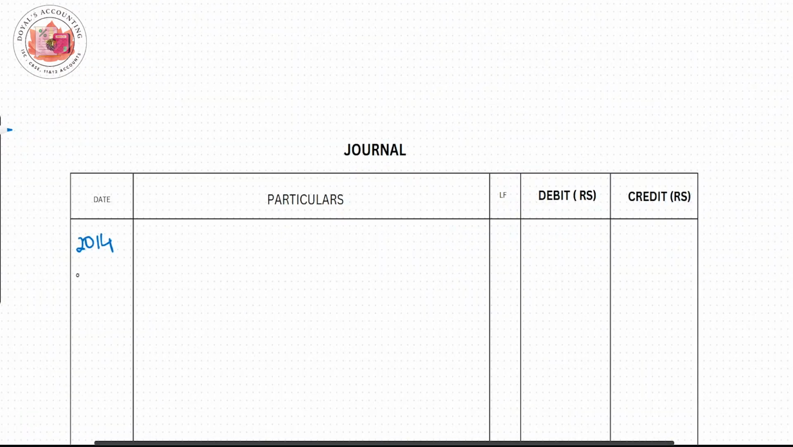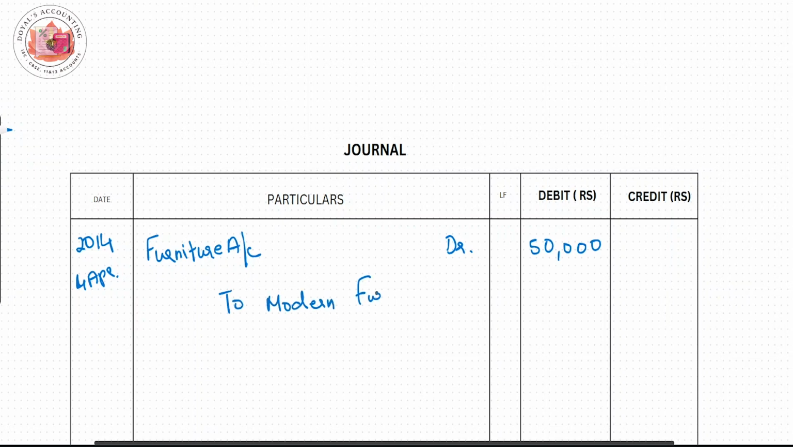2014, 4th April, furniture account debit to Modern Furniture, 50,000, to Modern Furniture account, 50,000. Being furniture purchased on credit from Modern Furniture.